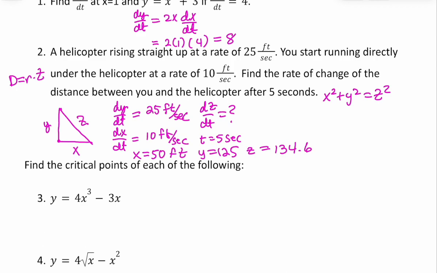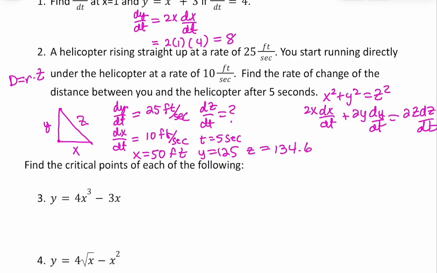Now, you're going to get used to the answer, hopefully, for the derivative, implicit differentiation for that problem. It's always going to end up being the same thing. It's going to be 2x dx dt plus 2y dy dt equals 2z dz dt. So that always happens for a Pythagorean theorem problem. Okay, so 2x dx dt plus 2y dy dt equals 2z dz dt.